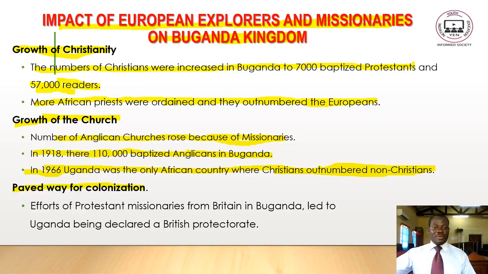And it also paved the way for colonization. So the other factor or impact was that it paved the way for colonization. So the efforts of Protestant missionaries from Britain in Buganda led to Uganda being declared a British protectorate, because we have seen there that most of the missionaries who went there were Christian missionaries who came from Britain. Hence, Britain, during that partition of Africa, declared Uganda to be under them, because already the missionaries were their people.